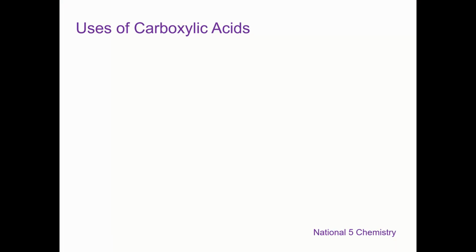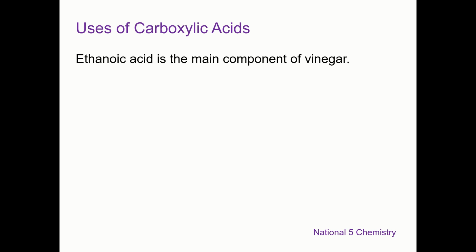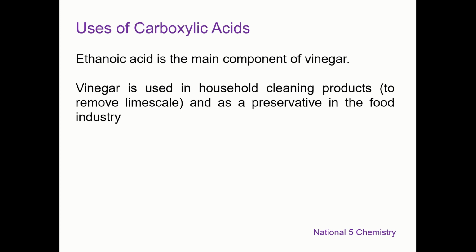Now, if we have just a little look at the slide just now, there's a couple of other things that we need to know when we talk about carboxylic acids. Firstly, think of the uses. Really important one, ethanoic acid is actually the main component in vinegar. So vinegar is acidic, and because of that, we can use vinegar in household cleaning products, and as a preservative in food, so for pickling things, to make food last longer. So these are some uses.